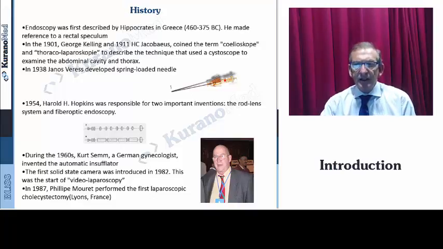But subsequently, in the early 1900s, laparoscopy itself took on a very important role with two pioneers, George Kelling and Jacobeus, who used it to treat TB, tuberculosis, which at the time was really a plague for the worldwide community. Subsequently, another surgeon, Janos Veres in Hungary, developed the Veres needle, a spring-loaded needle that allowed us to insufflate using any kind of gas.